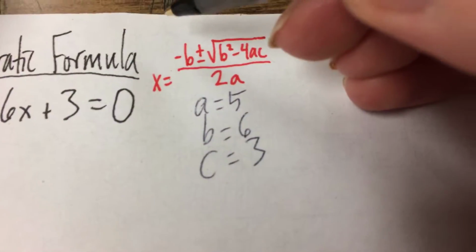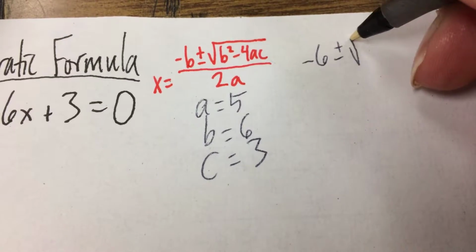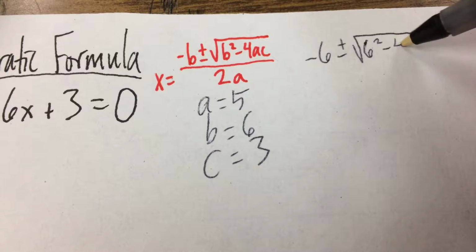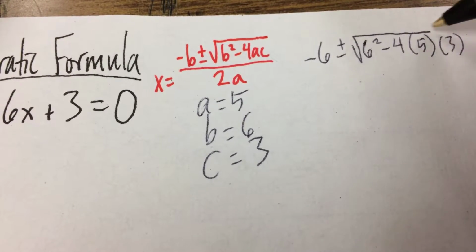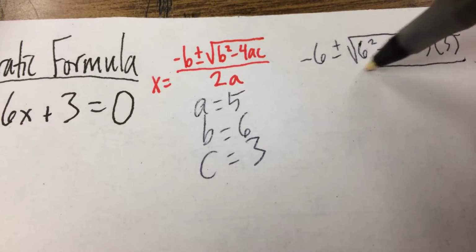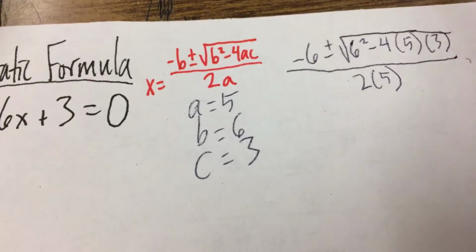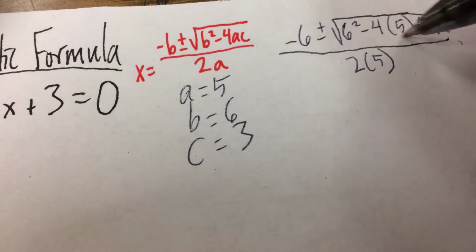So for B, we're going to put in 6, so we're going to have negative 6 plus or minus square root of 6 squared minus 4 times 5 times 3. So that's 4AC. And then all of that is over 2 times 5, since A is 5. Then we start with our discriminant, and we're going to simplify that.